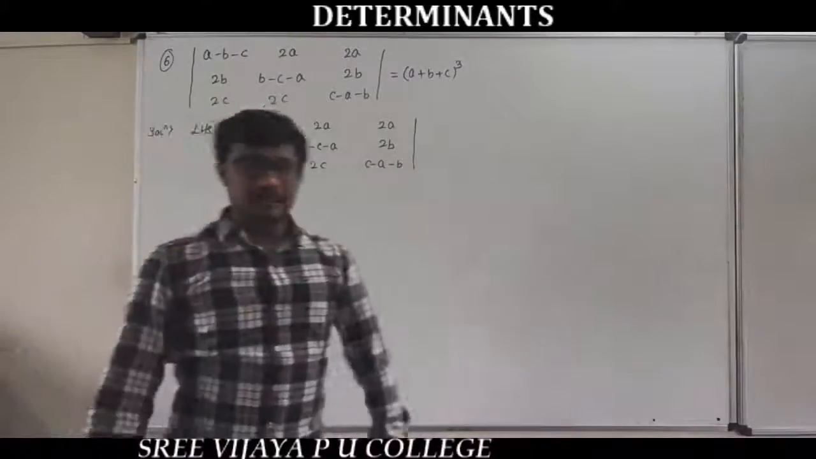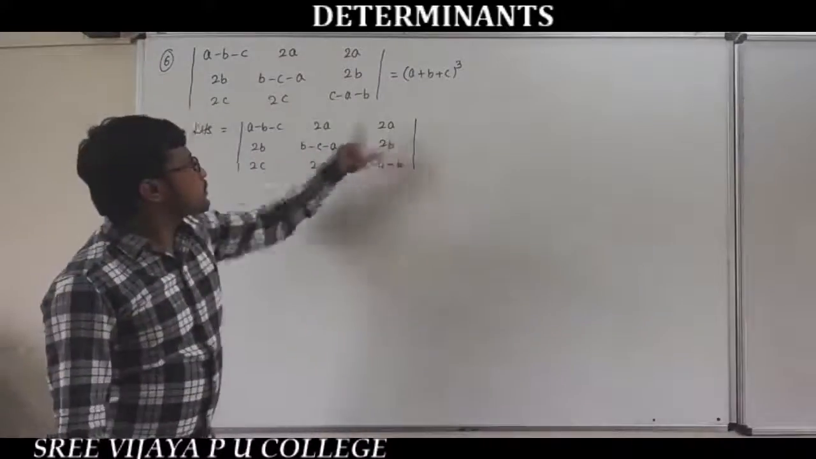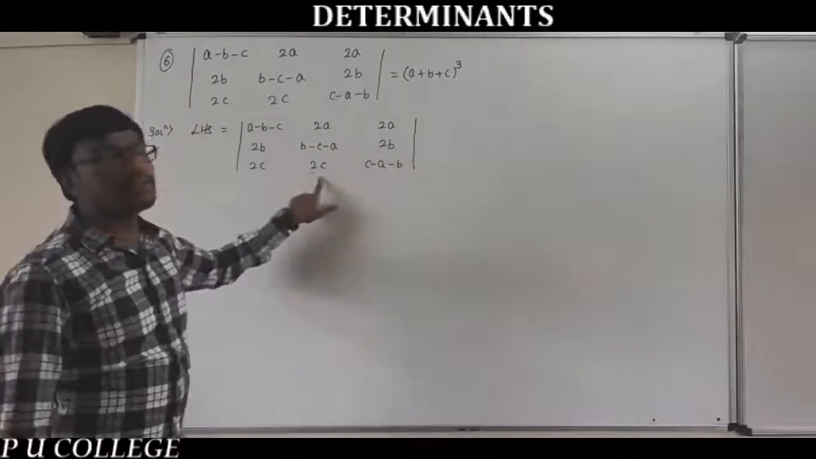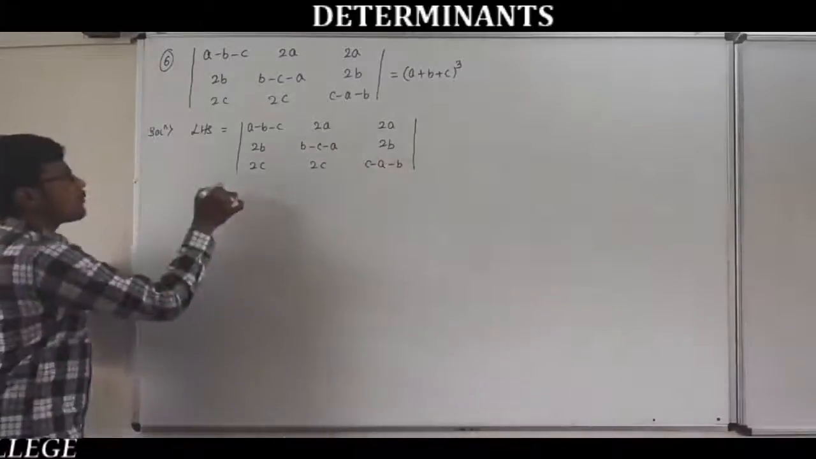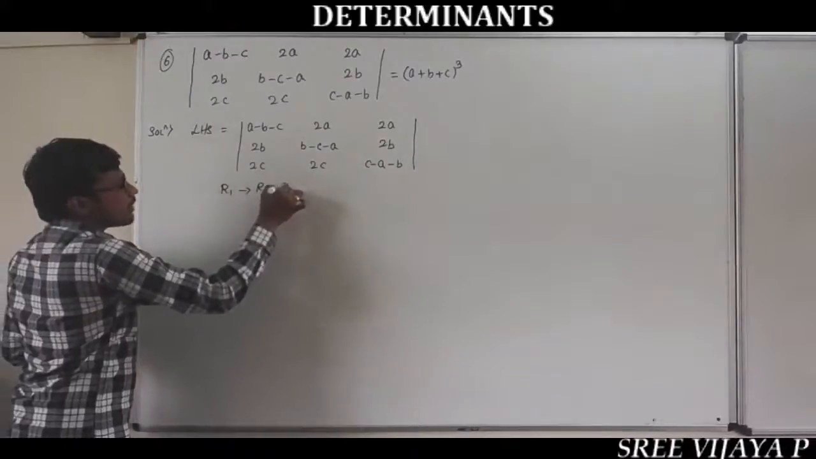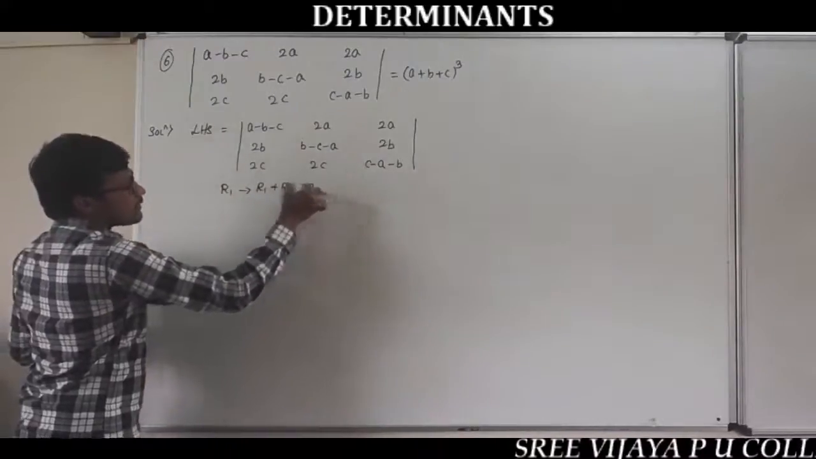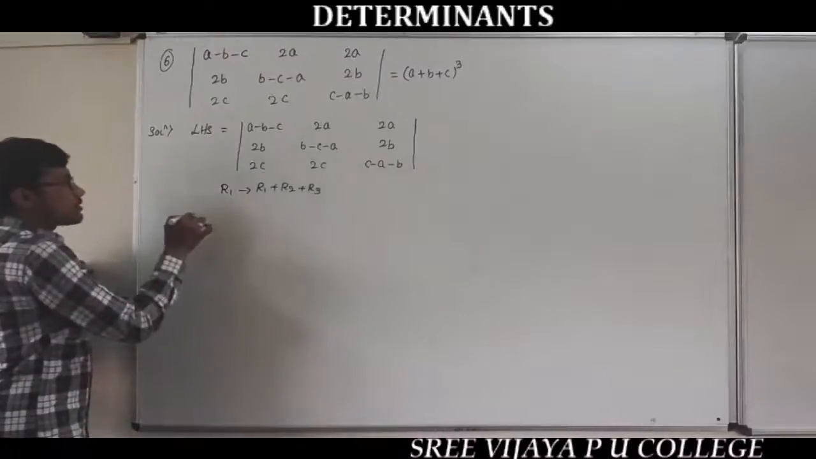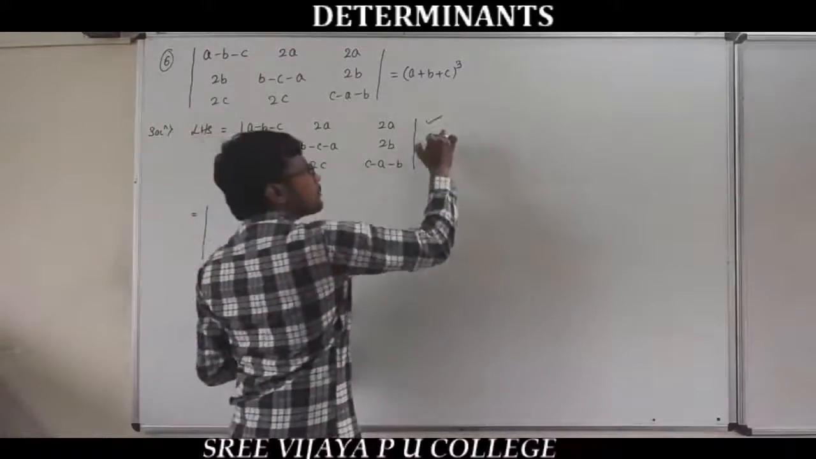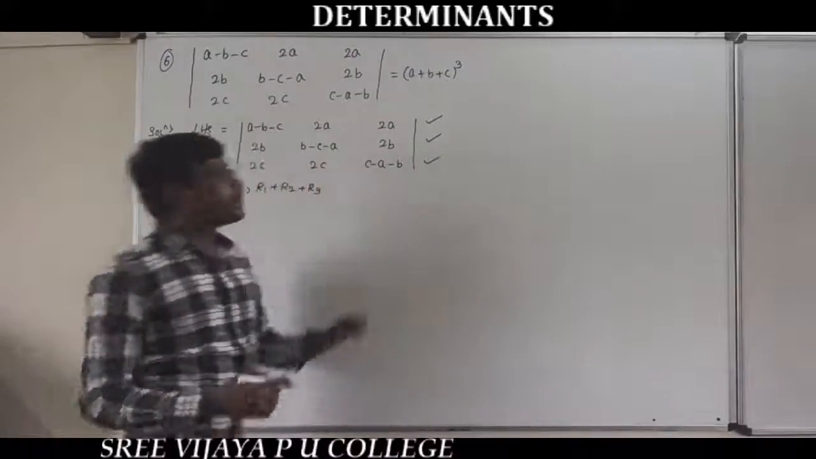So this is LHS. So in the first row 2 elements are same, in the second row 2 elements are same, in the third row 2 elements are same. So obviously you can apply the elementary operation as R1 changes to R1 plus R2 plus R3. Okay, you know how to add the rows. So this is R1 plus R2 plus R3.